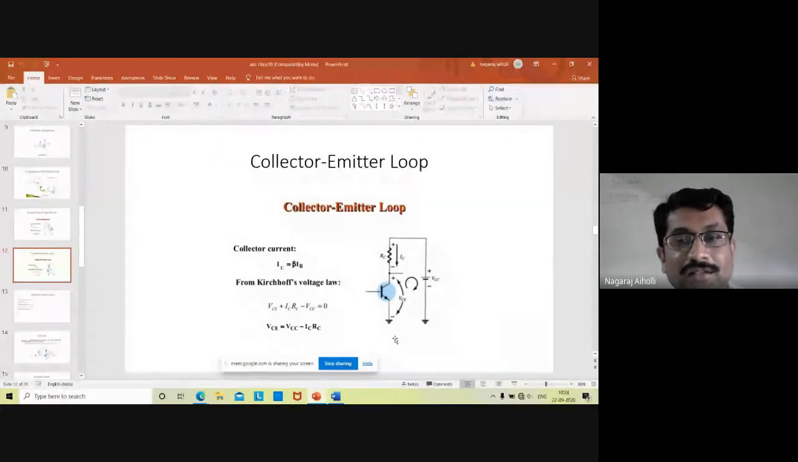Ratan, what is the emitter voltage here? VE is how much? VE is 0 volts. Emitter connected to ground, is it not? VE is equal to 0 volts here because the emitter terminal is connected to ground for the fixed bias circuit. So VE will be 0. What is the ground voltage? 0 volts, yes or no? So VE will be equal to 0 volts.